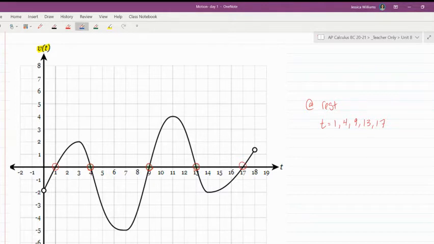I could ask you, when is this particle moving to the right?